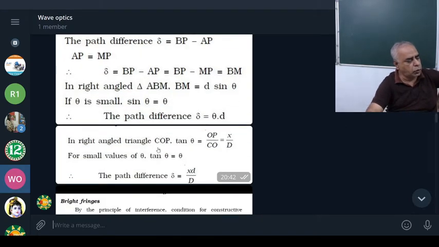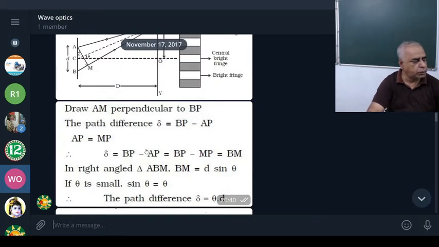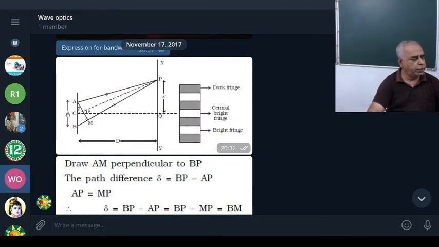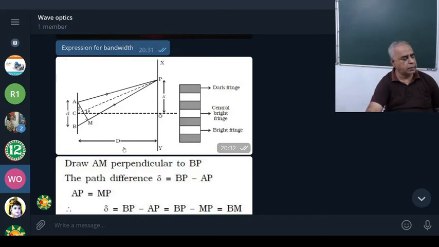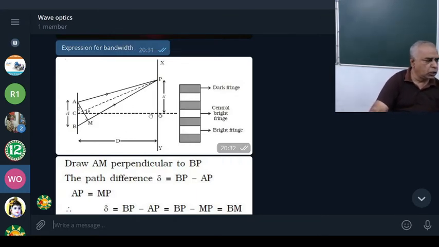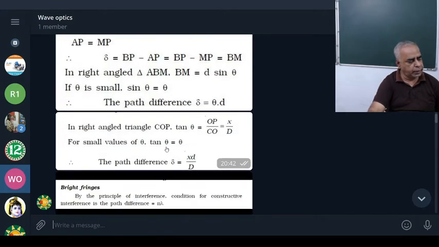Now let us find out tan theta, which is nothing but OP by OC. OP is nothing but x, and OC is nothing but capital D, that is the distance between the coherent sources and the screen. So OP by OC, that is x by capital D. I hope now it is very clear, is it not?